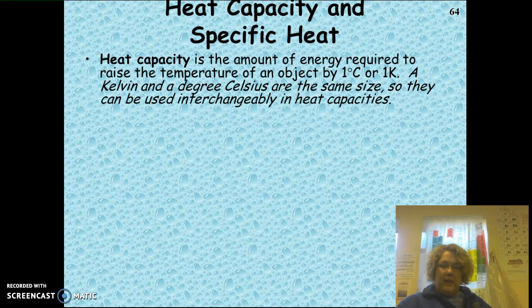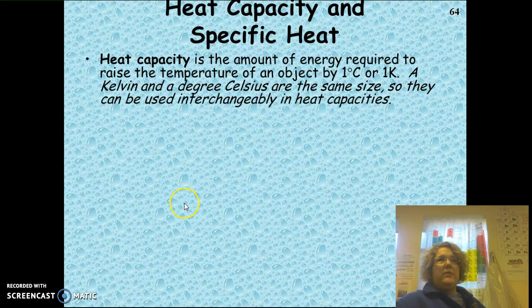One is heat capacity. The heat capacity is just the amount of energy it takes to change something by 1 degree Celsius or 1 Kelvin. It's nice that we can kind of interchange Kelvin and Celsius here, because while they're not numerically equal, 0 Kelvin is negative 273 Celsius, each increment is the same size. So if it has a 5-degree temperature change, it would have a 5 Kelvin temperature change as well. So heat capacity is represented with the capital letter C.